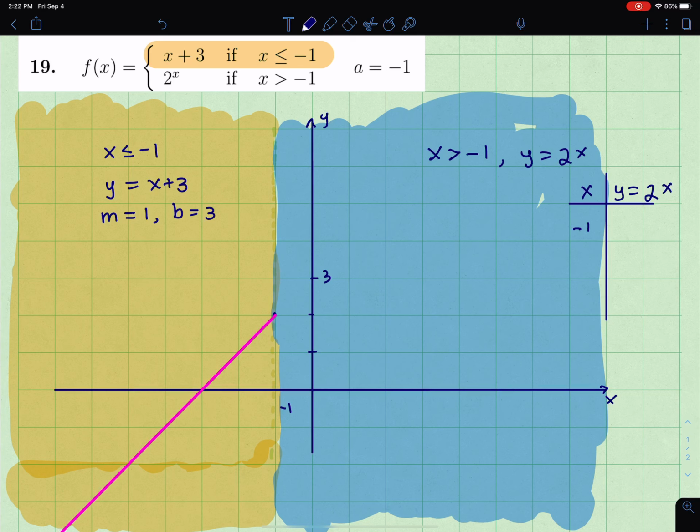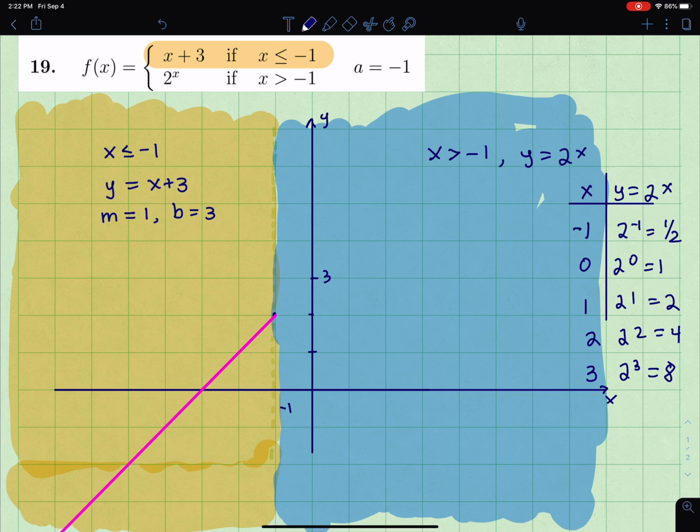Let's see, I can put in -1, even though actually -1 is not in, we don't use this rule for y equals 2 to the x, but let's just try that out. We have 2 to the -1. Put 0, 2 to the 0, 1, we get 2 to the 1, 2 squared. Can we go all the way to 3? 2 to the third is 8. 2 squared is 4. 2 to the 1 is 2. If I divide 8 by 4, I get 2. 4 divided by 2 is 2. 2 divided by 2 is 1. Below that is 1/2.